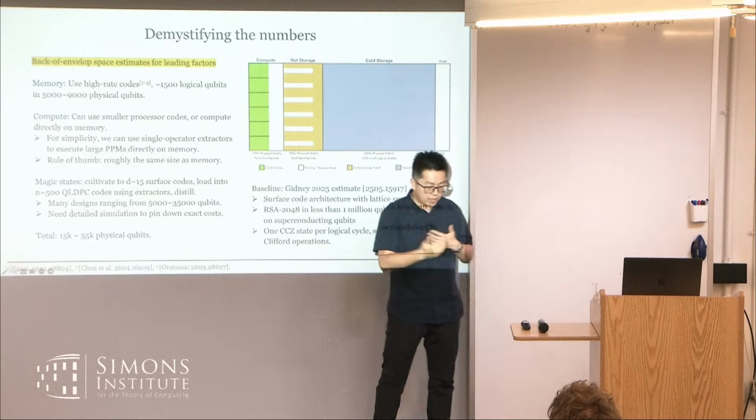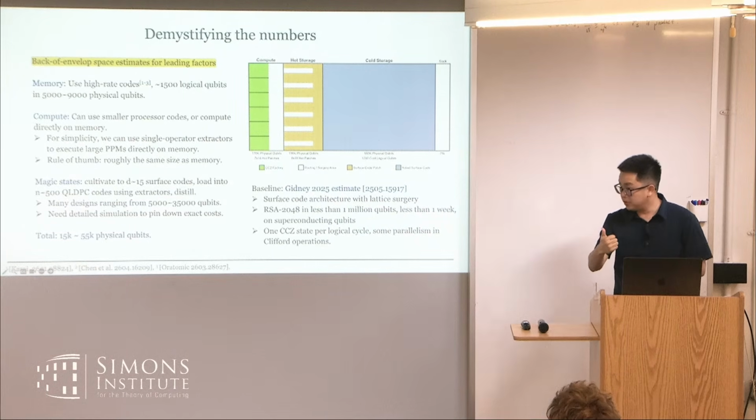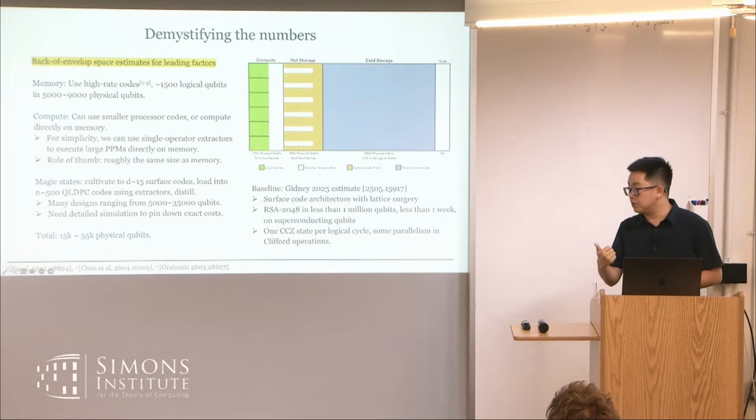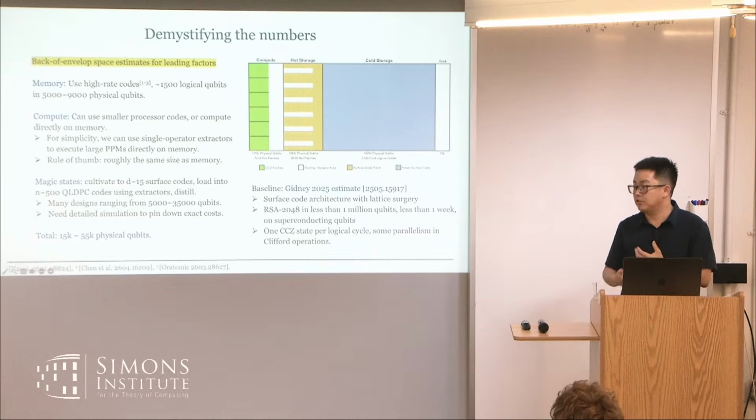So once we go to LDPC codes, we now understand ways to first encode with LDPC codes and then compute with LDPC codes at roughly the same rate as the memory. And once everything got compressed so much, the magic state factory comes back to become the bottleneck again.